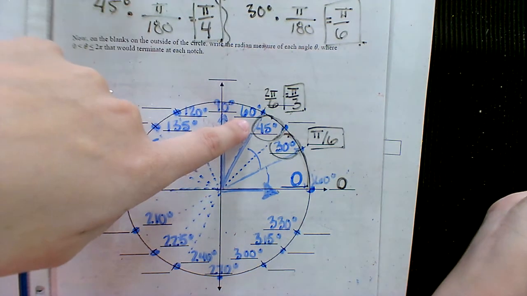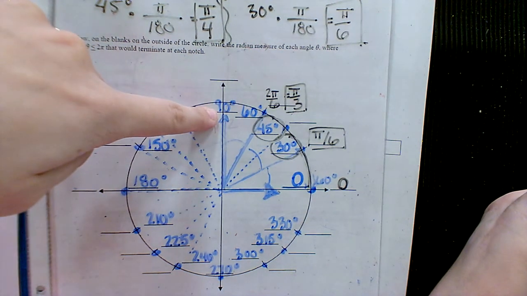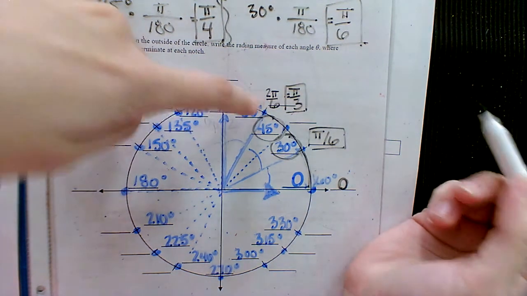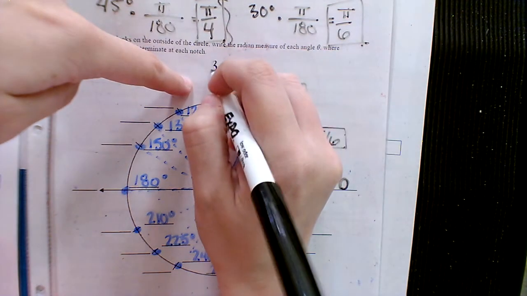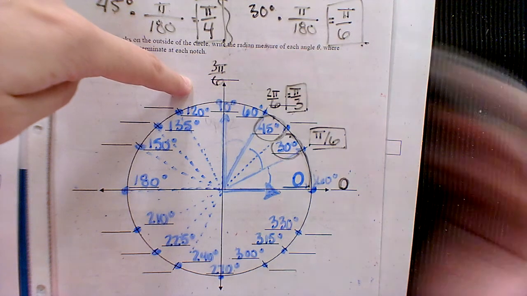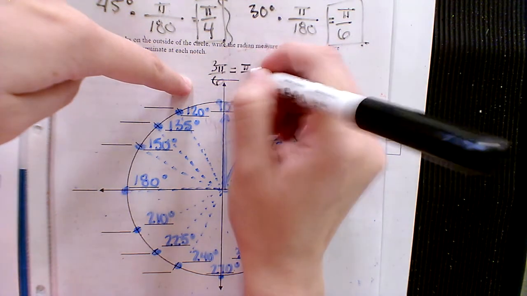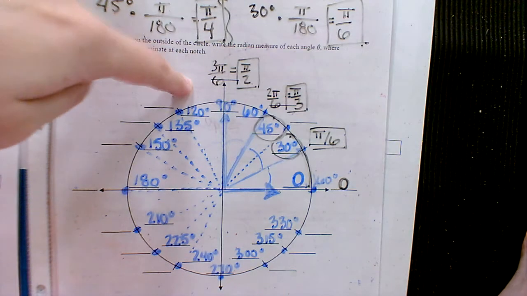What if we were to add another 30 degrees to 60? That would bring us to 90. Yeah. There we go. So instead of having 2 pi over 6, if we add another pi over 6, that would make it 3 pi over 6. But if we simplify that fraction, we'll get pi over 2. There's the equivalent radian amount.